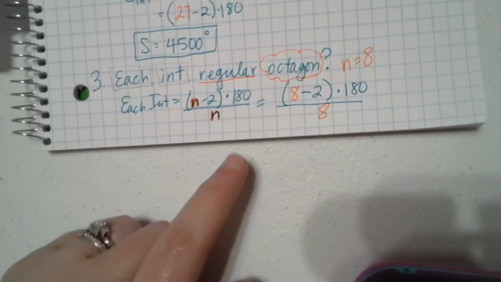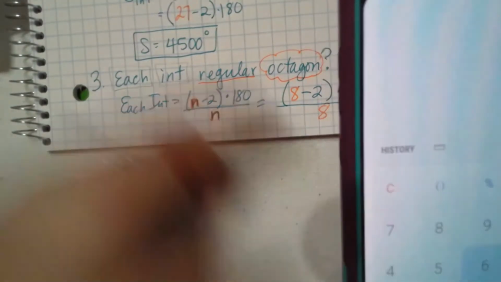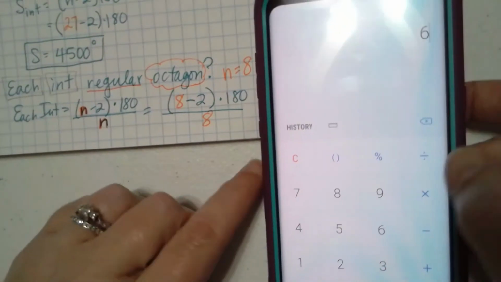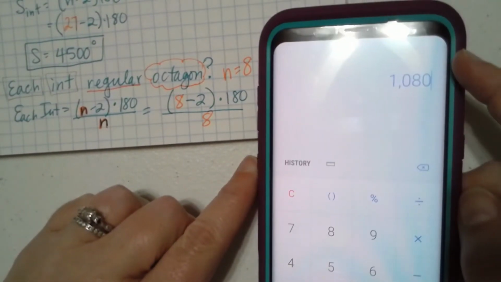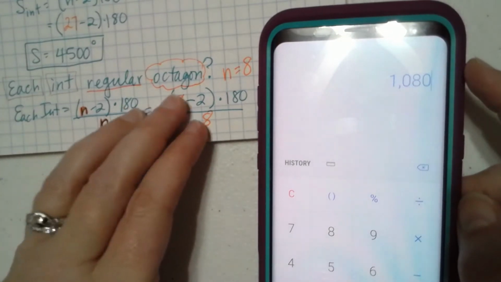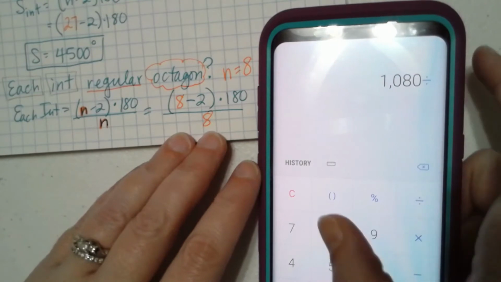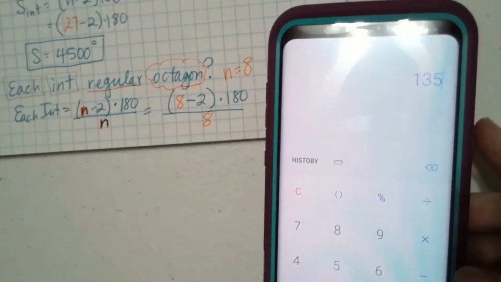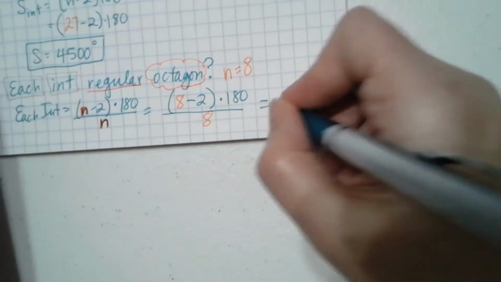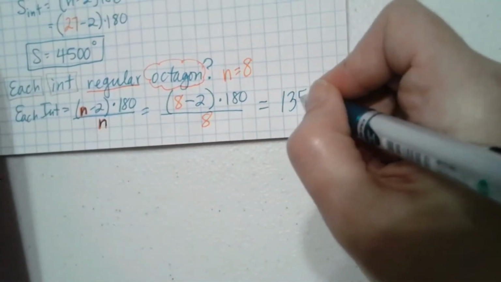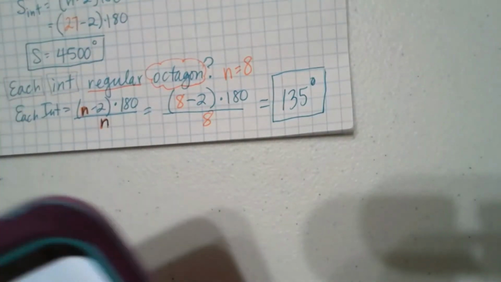So on my calculator, I'm going to do 8 minus 2 in my head, so that is 6. 6 times 180. I'm going to go ahead and hit enter so that I get the product, the answer for all that stuff up on the top. And then we're going to divide it by 8 on the bottom, and that gives us 135. So each interior angle for a regular octagon is 135 degrees.